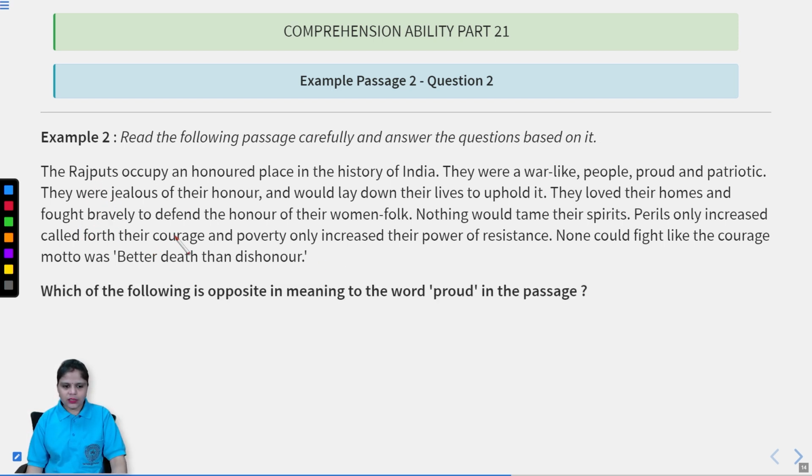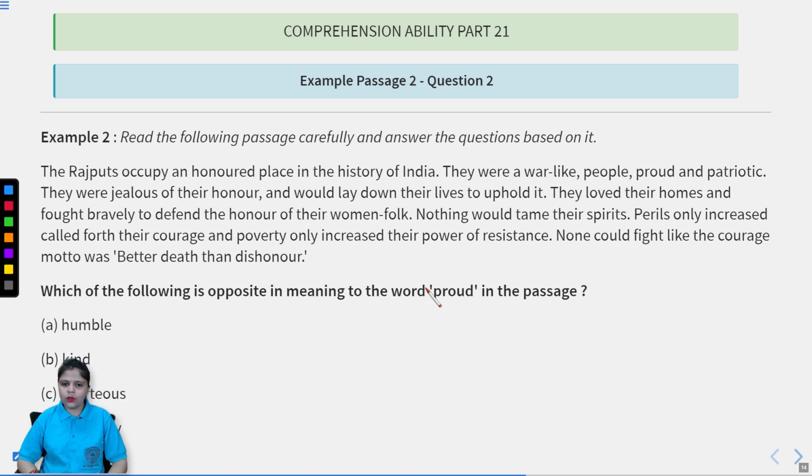Again, this is the same passage, and the question is, which of the following is opposite in meaning to the word proud in the passage? In a passage, we will be given questions like the opposite or the synonym, the same meaning word, of the word as given in the passage. We can do these types of questions very easily by just seeing that word and comparing it with the context of the passage, or seeing how that word has been used in the context of the passage.